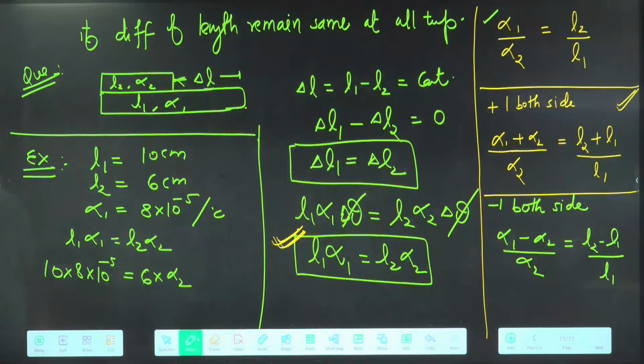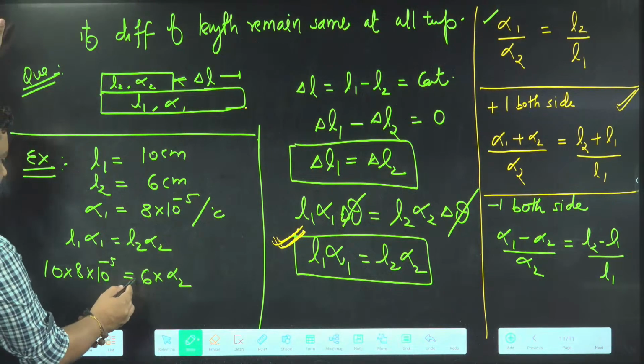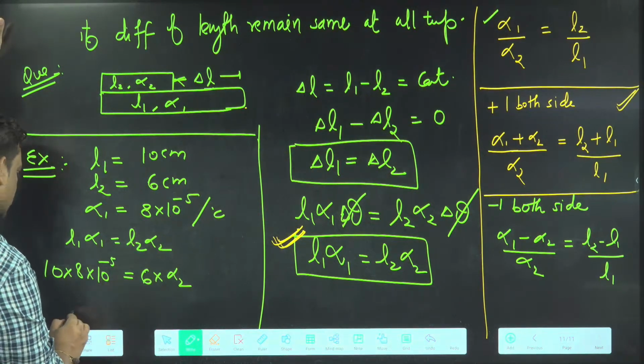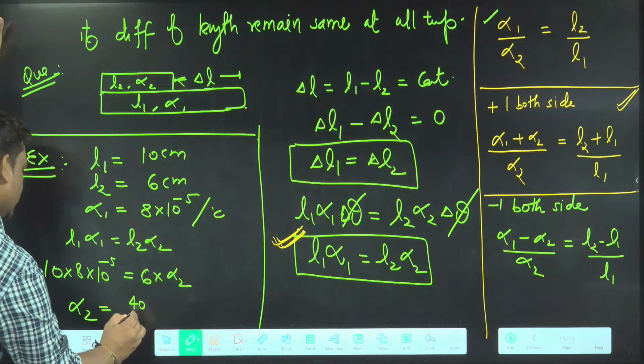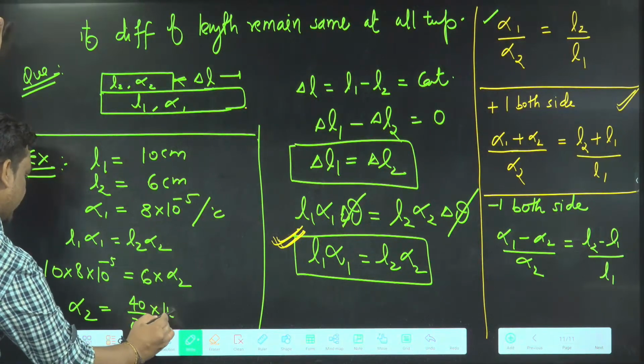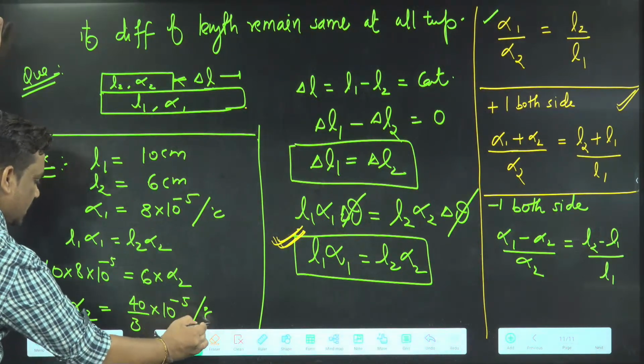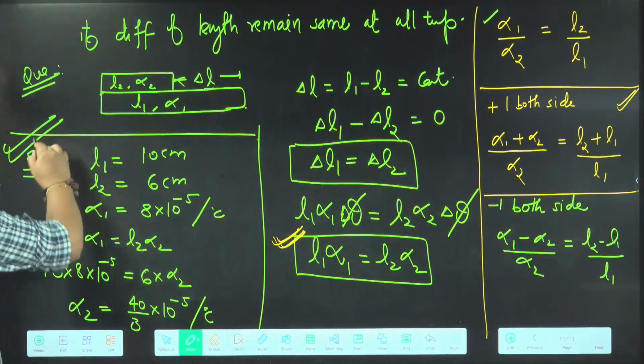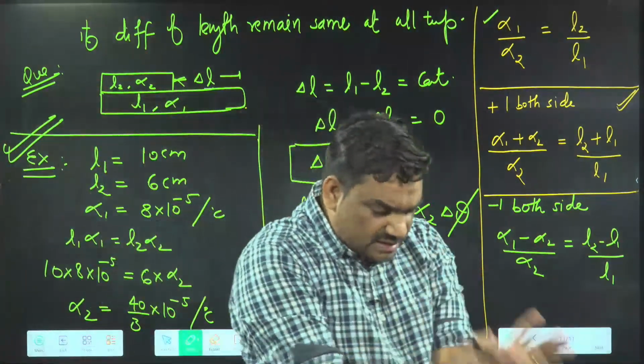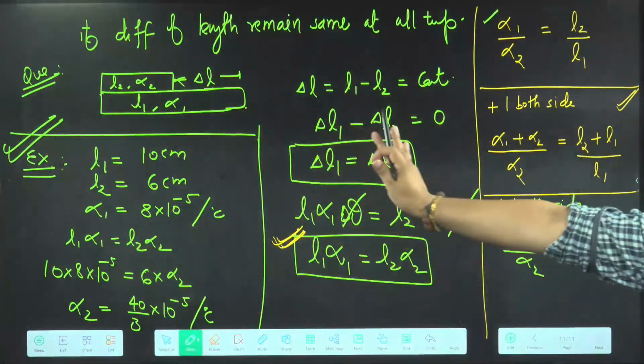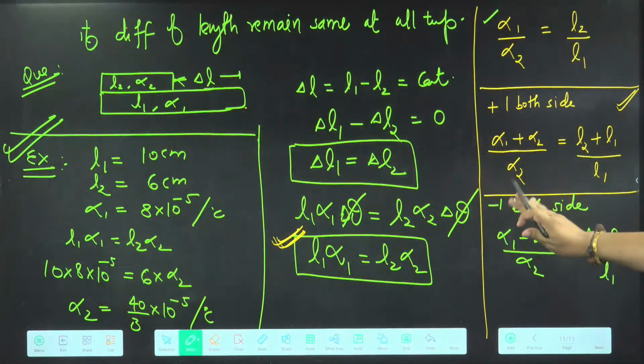Can you find it now? Yes, we can solve it now. You can do the calculation. This will be 40 by 3, so alpha 2 becomes 40 by 3 into 10 power minus 5 per degree Celsius. This question also they have asked. The pattern is the same; they are not changing the pattern, just switching from one to another.